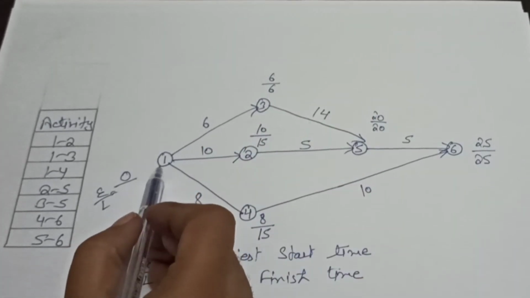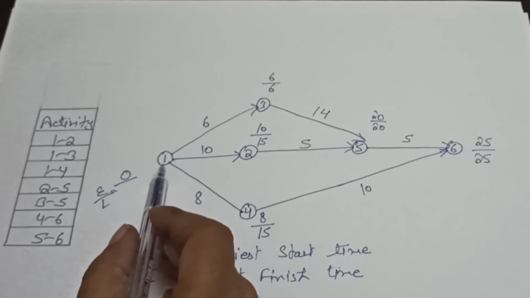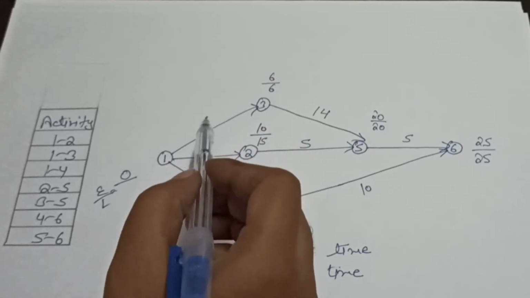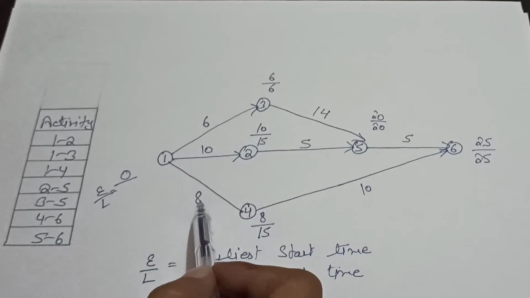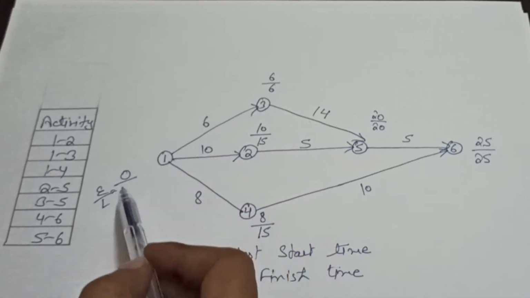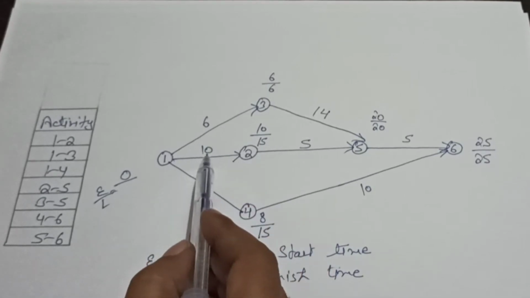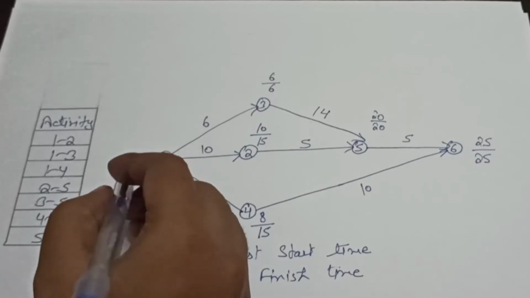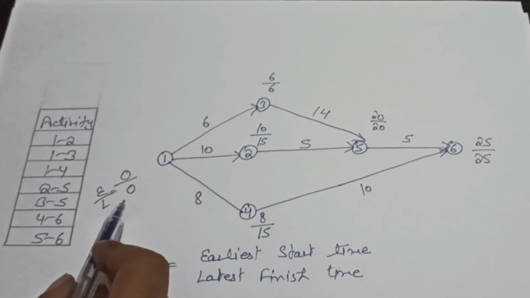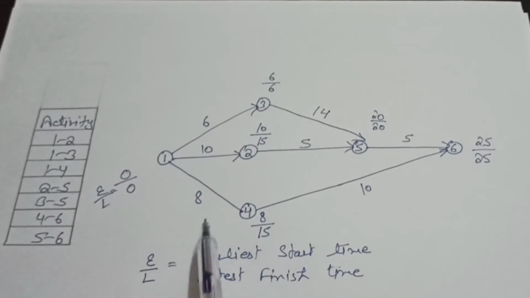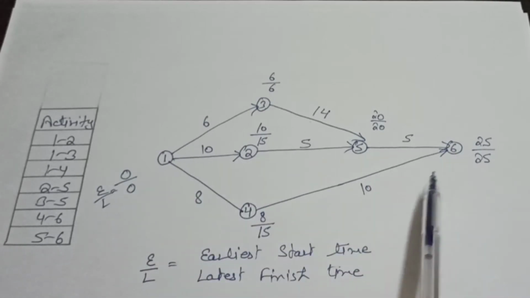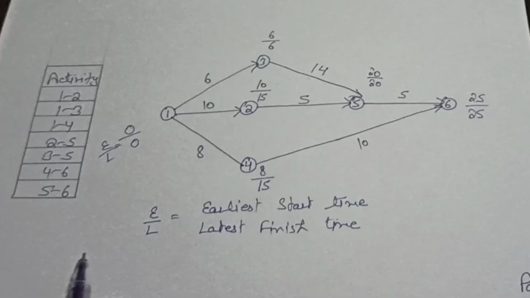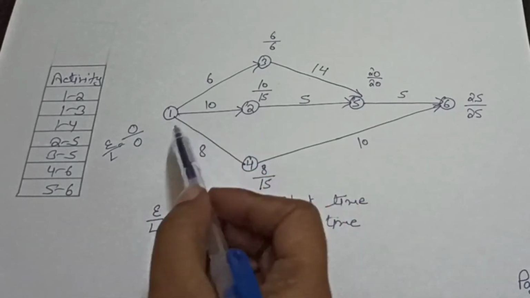Now we will calculate the L value here. You can see here we have 3 activities, 1, 2, 3. So we will write here the minimum of these activities. 6 minus 6 is equal to 0. 15 minus 10 is equal to 5. 15 minus 8 is equal to 7. So 0 is the minimum. We will write here 0. So you can see, student, we have calculated all E values and all L values for every activity. So now we will select our critical path.